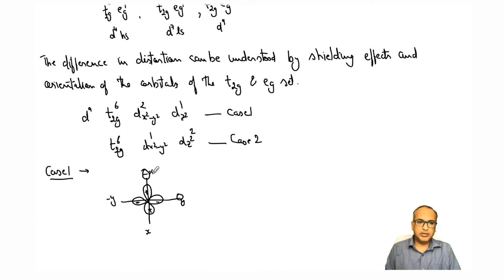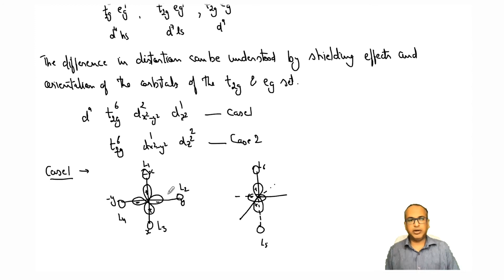from the coordinate axis side, and then of course there are 2 up and 2 down, or there is 1 up and 1 down also. So in case of dz square, plus and minus, there are 2 ligands coming from here, right? L5, L6, and these ones can be named as L1, L2, L3, L4, right?